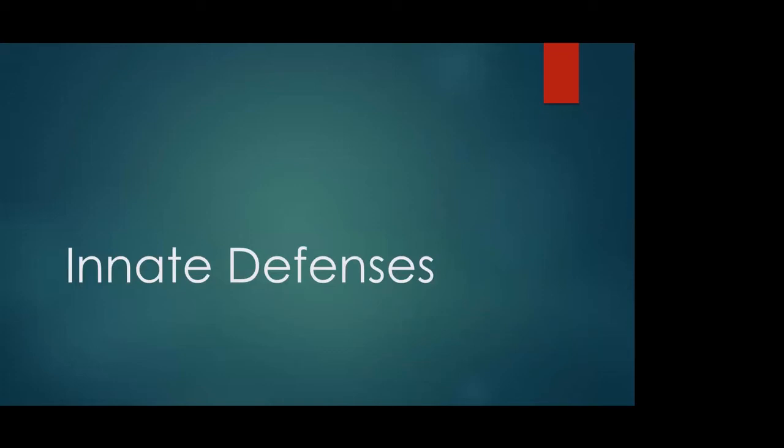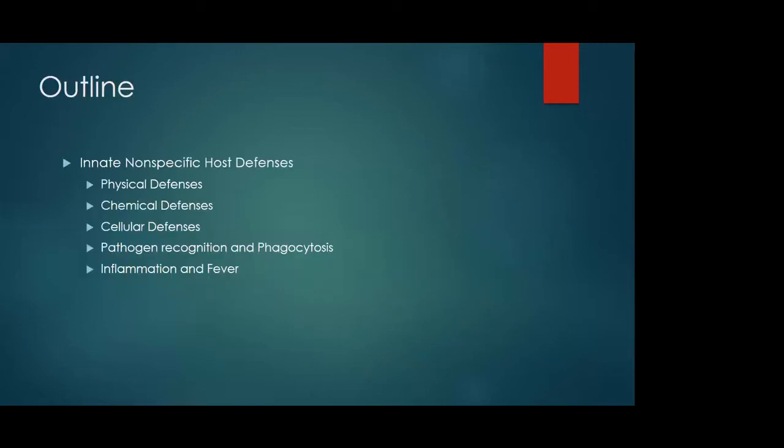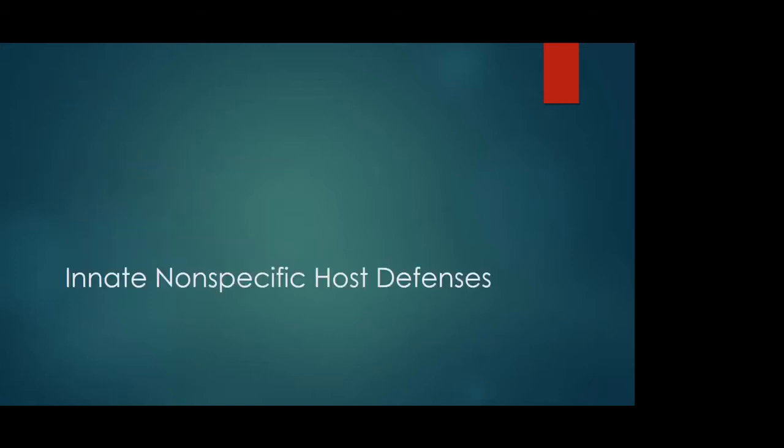All right, innate defenses against infection. So we're going to talk about the innate or non-specific side of the immune system. There are lots of different defenses our human immune systems have against pathogens. They can be physical, chemical, cellular. They can involve pathogen recognition and phagocytosis. They can cause inflammation and fever.